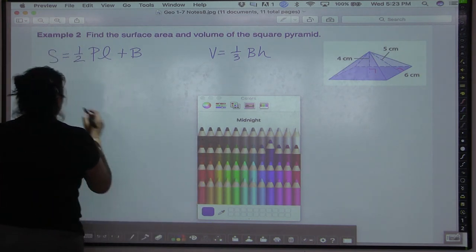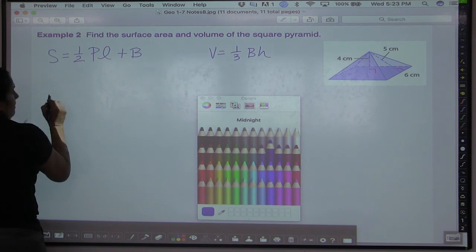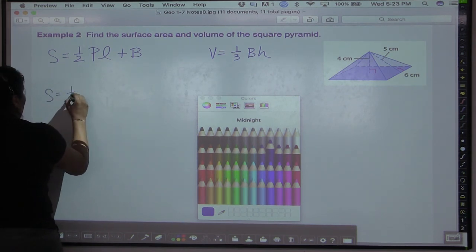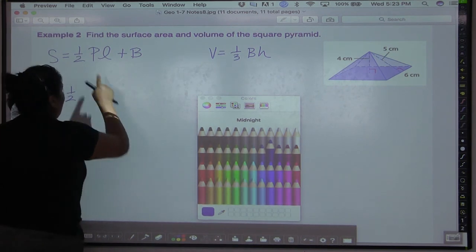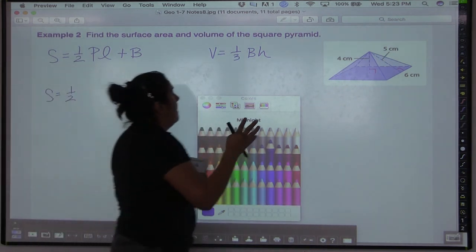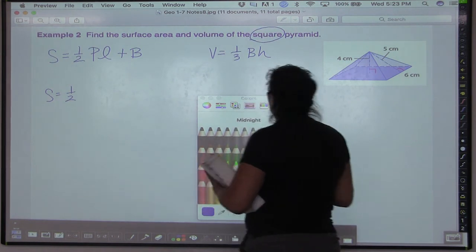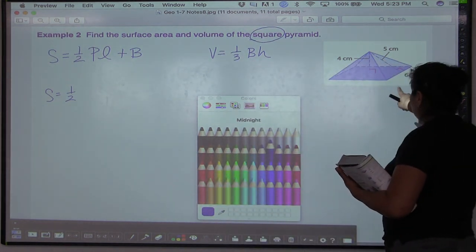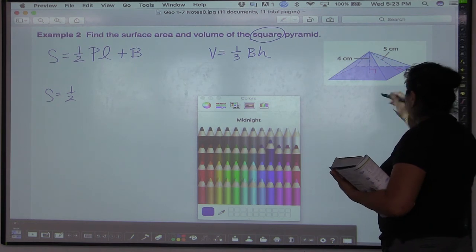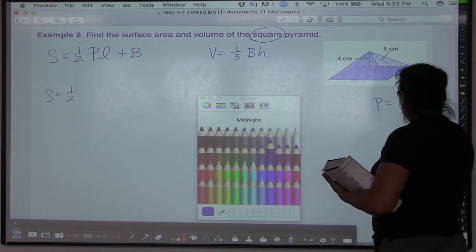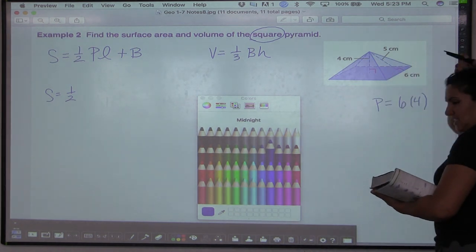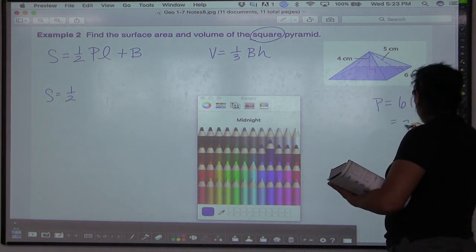So we're going to go here and say, okay, so according for this one, this is the first thing we're going to do. We're going to say surface area is equal to 1/2, and we need perimeter. So before I can plug in perimeter, I need to figure out what the perimeter is. But this is a square pyramid. So because it's a square pyramid, the bottom is a square. So the perimeter is going to be 6 times 4. Right? So 6 times 4 is going to be 24.